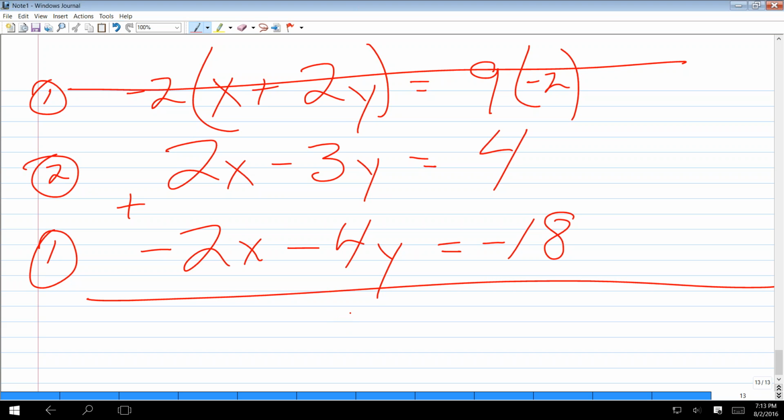What goes below my line? Negative 7y equals negative 14. Which makes y equal positive 2. So I have negative 14 divided by negative 7. Negative divided by negative is always positive. It's a positive. Yeah, that's a good place.